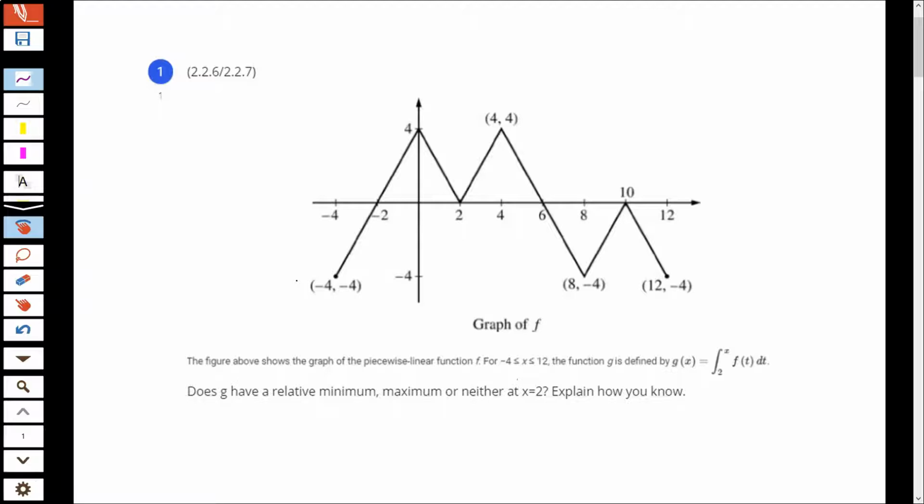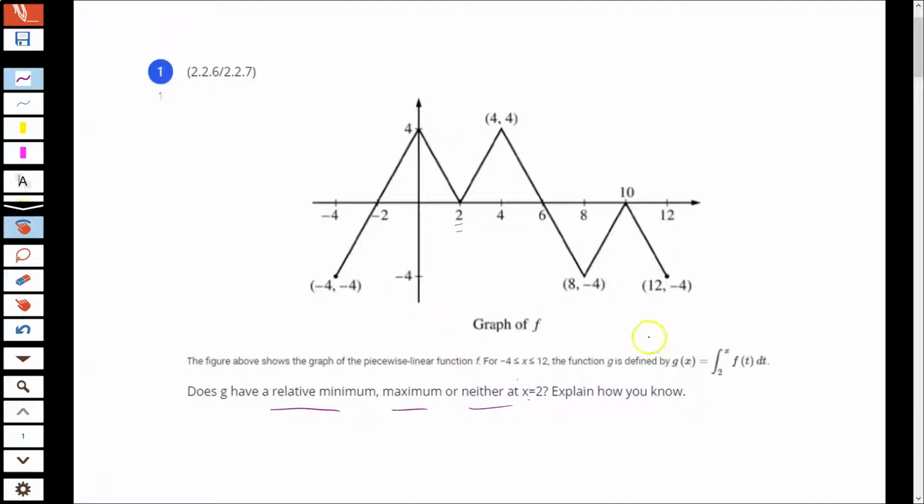The first one is a function analysis problem, and it's pretty straightforward, I'd say. The question is, does g have a relative minimum, maximum, or neither at x equals 2? So we're going to be looking at this point in the graph. And then we want to explain. Make sure that your explanation matches the one we generate here too, because we want to make sure our reasoning is clear enough for the AP graders to give us points.